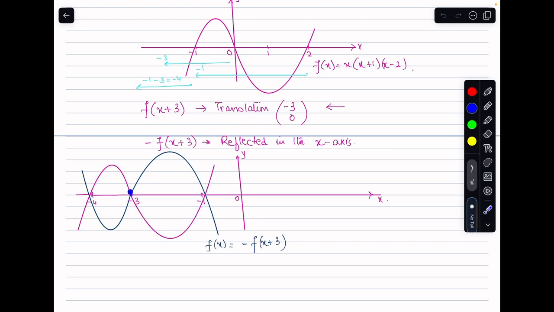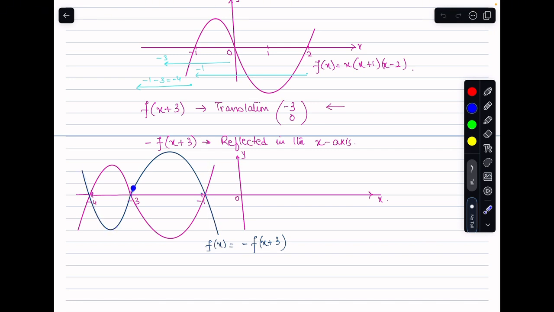It is the transformation regarding the translation in the horizontal direction by negative 3 units. After that, I should be reflecting it along the x-axis. So if this is the graph after the translation along the x-axis by negative 3, then just reflect it along the x-axis. This part gets reflected upwards, and I can see that this part of the graph gets reflected downwards along the x-axis.